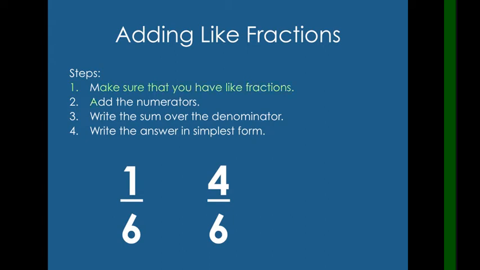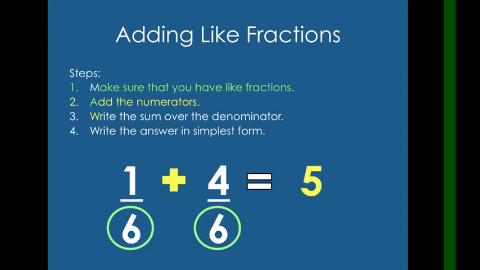Make sure that you have like fractions. So in this portion, we have the like fractions, and that is 1 over 6 and 4 over 6 because they have the same denominator, which is number 6. Then, add the numerators. So we will add 1 plus 4, and that is 5. Write the sum over the denominator. So, we have 5 over 6.